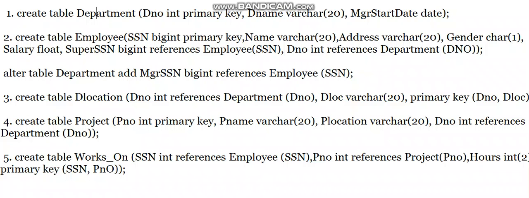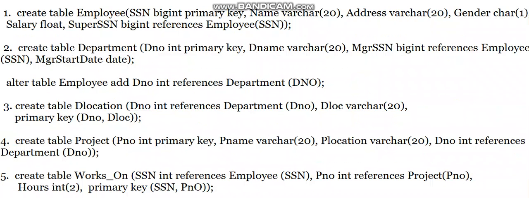But this is one way. I can change this into a second way of creating. This is the other way of creation. I can create the employee table first: SSN, name, all the things, but I will leave out the department number, because when I create it, the department table is not created yet. So I will leave this out.